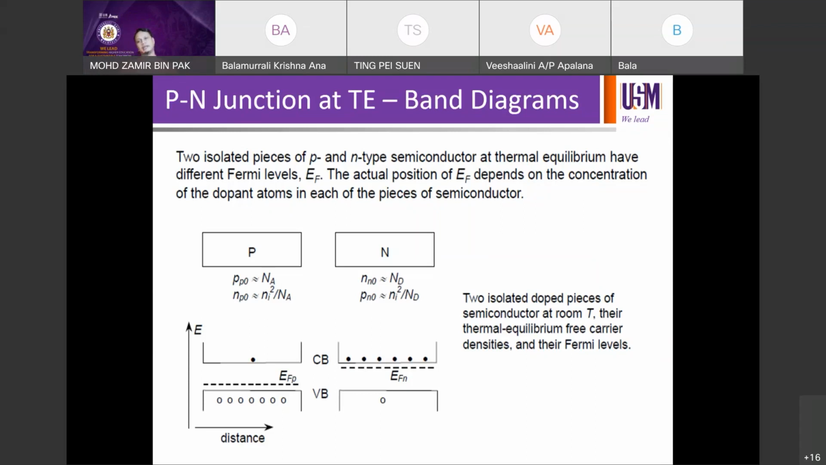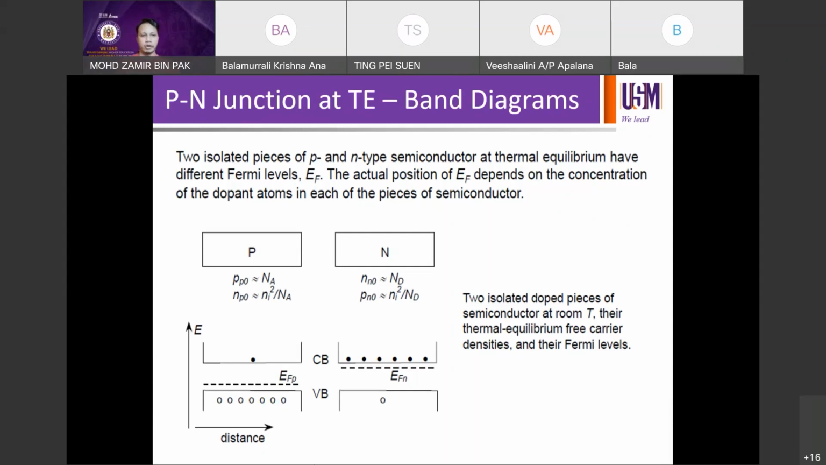So it's given already on this page. Near the VB, or if you want to be more accurate, near EV, the valence band energy level. EV or VB, it's the same thing as a whole. So your EF in your P-type is close to EV. Your EF in your N-type is close to EC, or the conduction band.